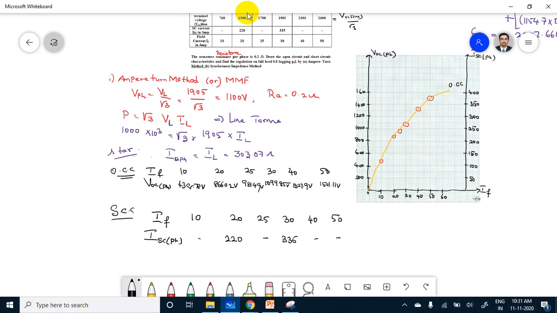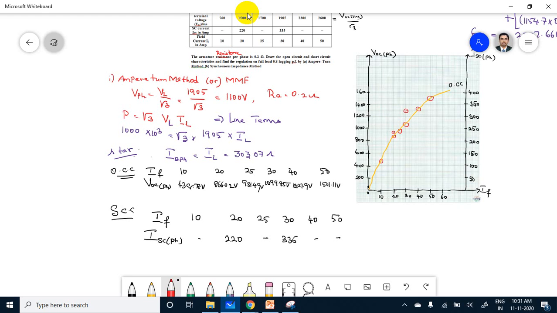Okay, now these two values we are going to plot. For 10 it is 0, and for 20 it is 220. Where does 220 come? Here is 220. For 25 it is nil, and for 30 it is 335, which is above 300.